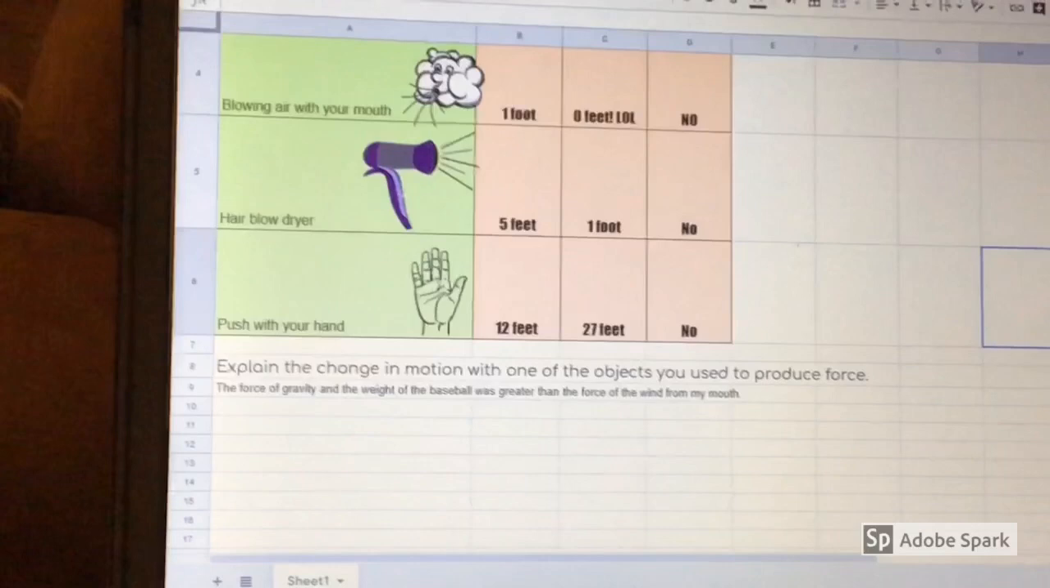Then at the bottom of this sheet, I want you to explain the change in motion with one of the objects you use to produce force. So I wrote down the force of gravity and the weight of the baseball was greater than the force of the wind from my mouth.